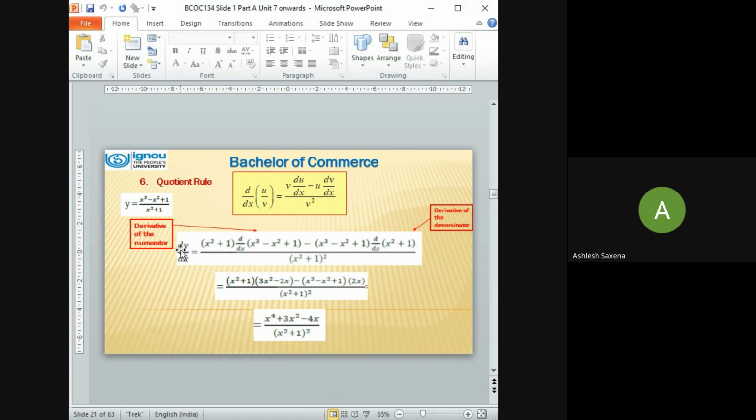Straight away, I will be writing dy by dx equal to a big line upon the square of this. We will square the denominator v, x square plus 1 whole square. Now bring the denominator into the numerator form. Here the denominator will come, the derivative of what the numerator is. Here it is. Minus sign, the numerator into the derivative of the denominator.